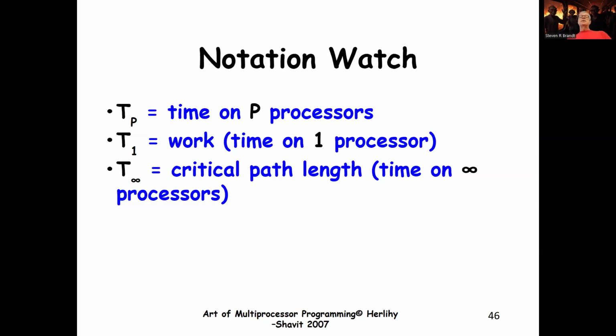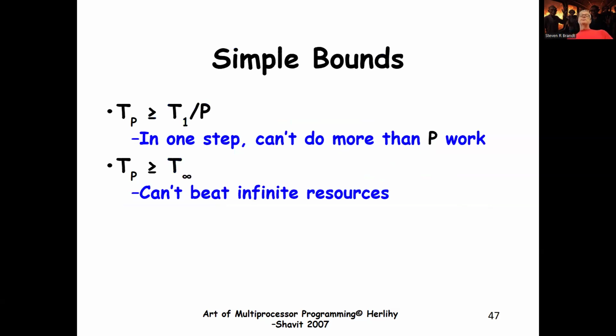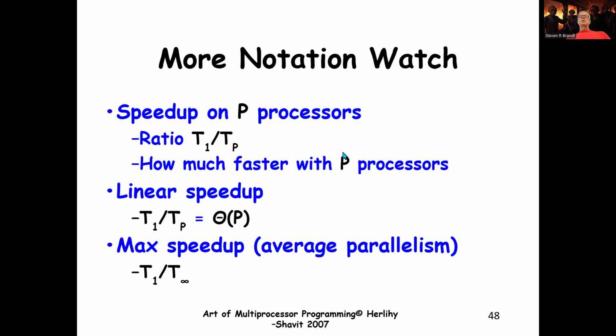So TP is the time on P processors, T1 is the time on one processor, and T infinity is the critical path length. That's the time on infinity processors, right? So you can say TP is greater than or equal to T1 over P, and TP is greater than or equal to T infinity, right? Your speedup is going to be T1 over TP. We've seen that before. If T1 over TP is proportional to P, then you have linear speedup. And the maximum speedup you can ever get is T1 over T infinity.